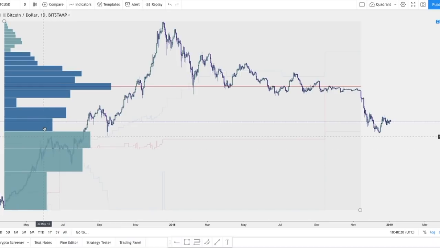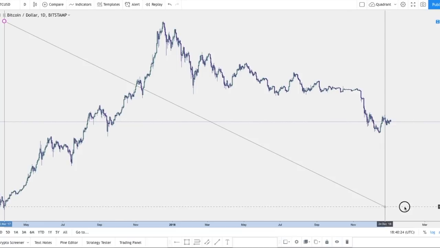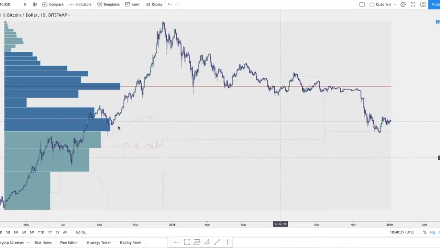So let's take a look at this thing. If we drag this profile across to current price action, current date, you can see that that gap has filled. So congratulations, ladies and gentlemen, we have been participating in accumulation, a form of accumulation.